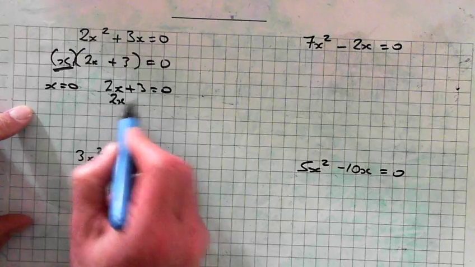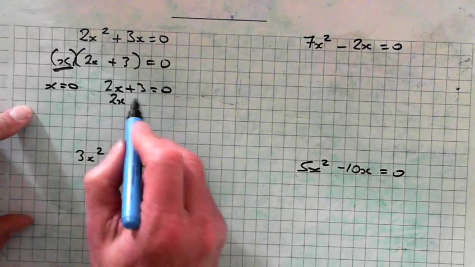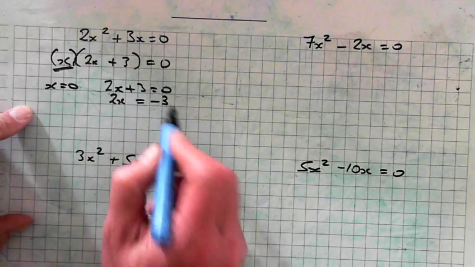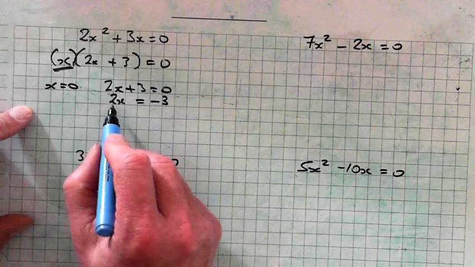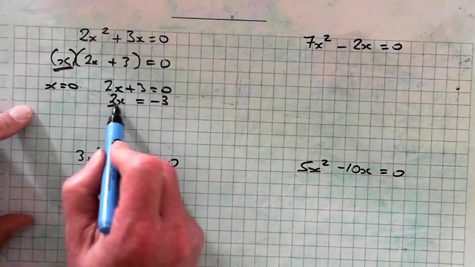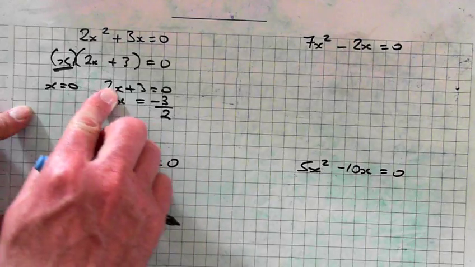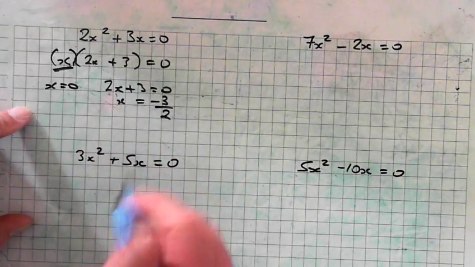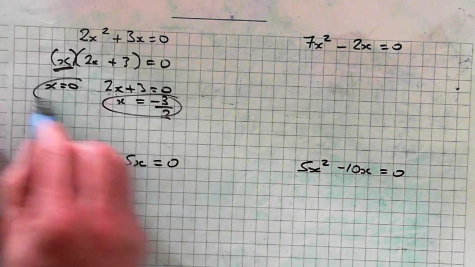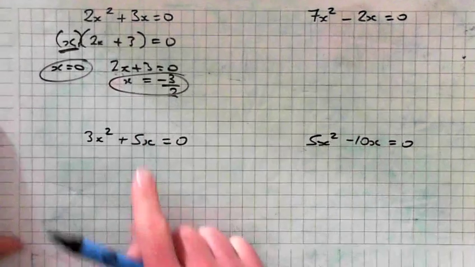Alright, so we can write 2x, move the plus 3 across, and it becomes minus 3. I want to get rid of that 2, so divide both sides by 2. 2 divided by 2 is 1, 1x. Okay, so that's one answer, and that's another answer. Okay, we'll look at this one.